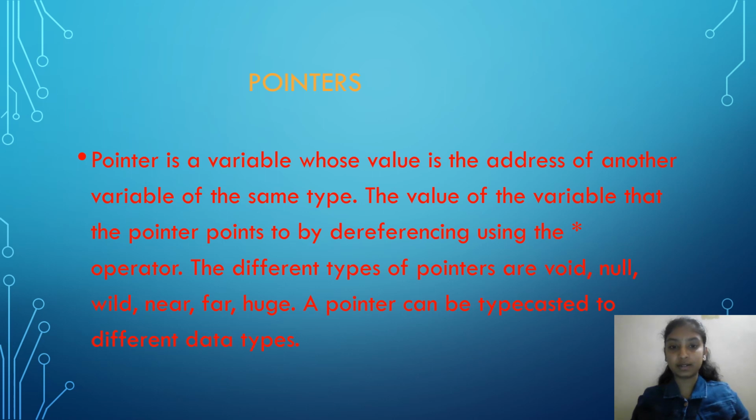Pointers. A pointer is a variable whose value is the address of another variable of the same type. The value of the variable that the pointer points to can be accessed by dereferencing using the star operator. The different types of pointers are void, null, wild, near, far, huge. A pointer can be typecast to different data types.